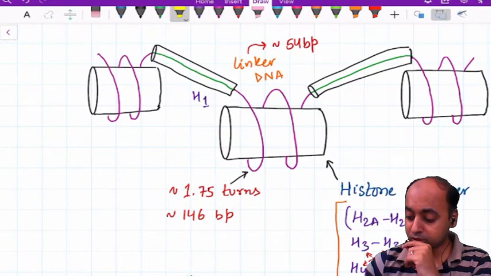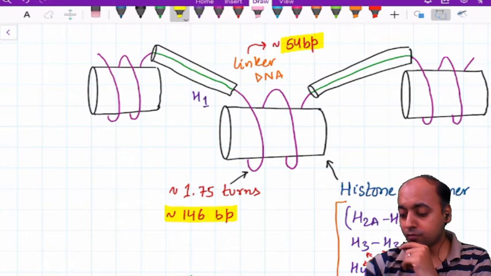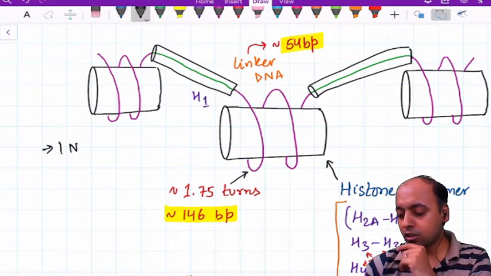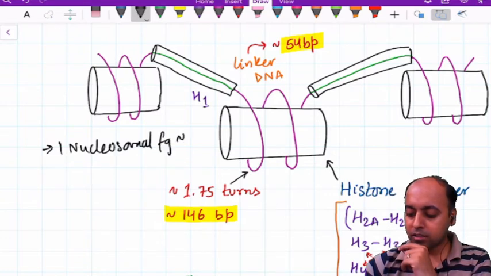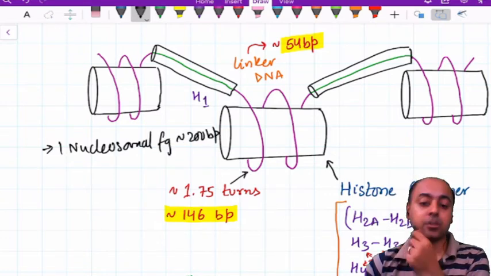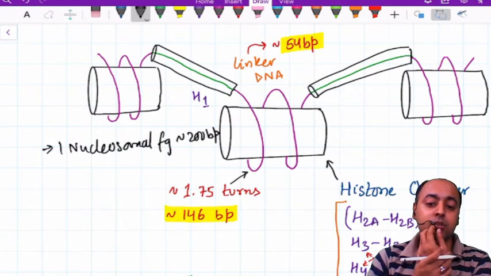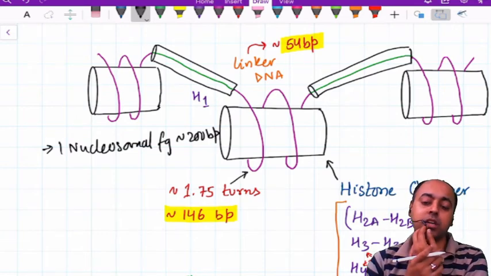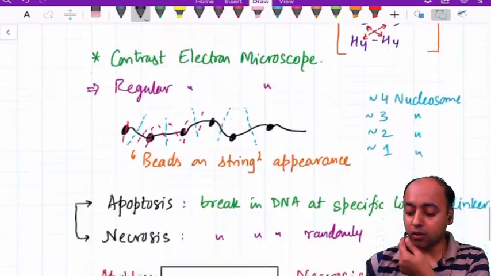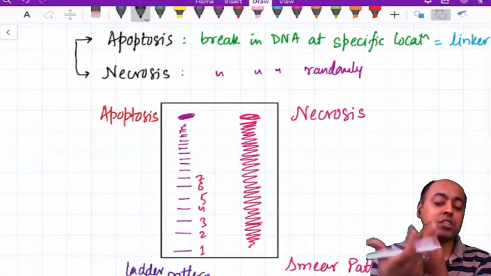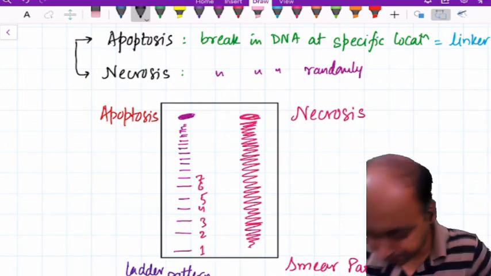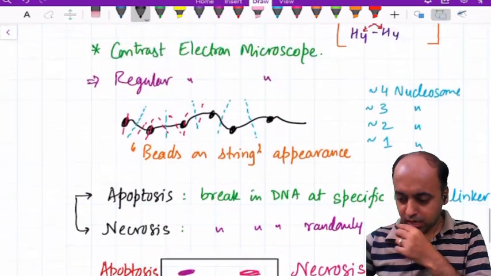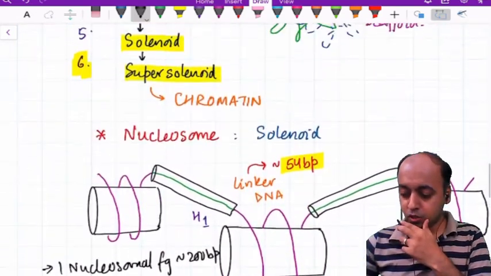If you look at the sizes that we had mentioned previously, 146 plus 54, one nucleosomal fragment is approximately 200 base pair in size, and that is how we get the multiples. The multiples are approximately 200 base pair in size in the apoptotic ladder pattern. Okay, so this is about the nucleosomal arrangement.